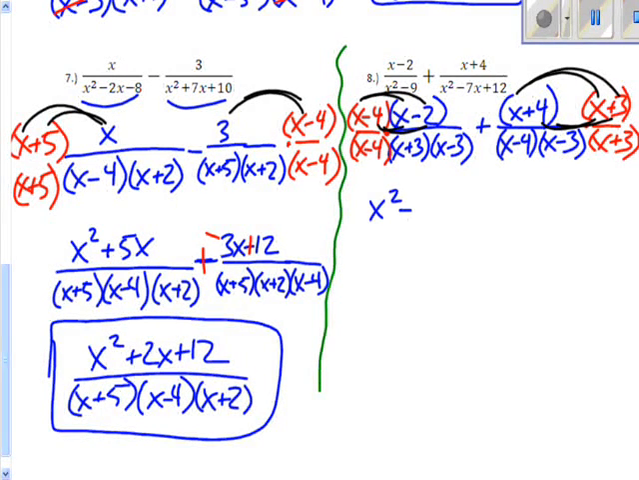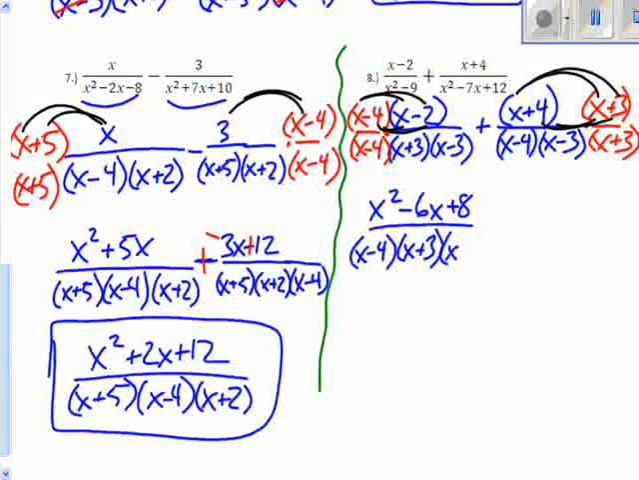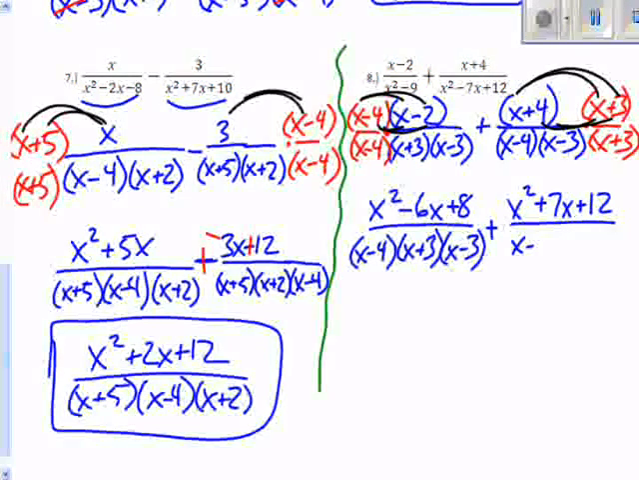That's going to be an x squared minus 6x plus 8. The denominator is going to be this whole thing, x minus 4 times x plus 3. Yeah, it's tough to be fair, you know. You've got so many things you have to deal with now. Again, I'm going to multiply. It's going to be an x squared plus 7x plus 12. The denominator, again, it's going to be this whole thing.